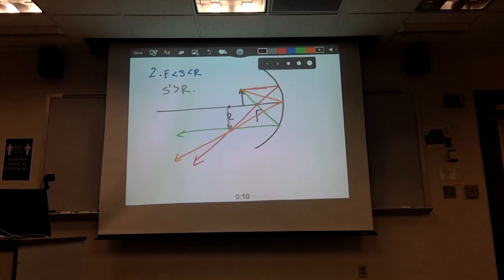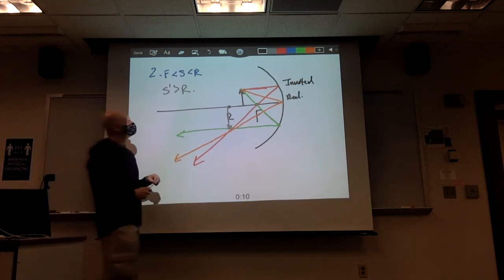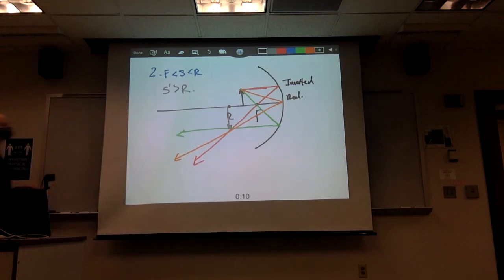Again, from here we can make statements about the image. Here again, we see that the image is inverted, and again it is real, because the actual light is passing through it. And we'll make some notes about what happens to this in just a second.